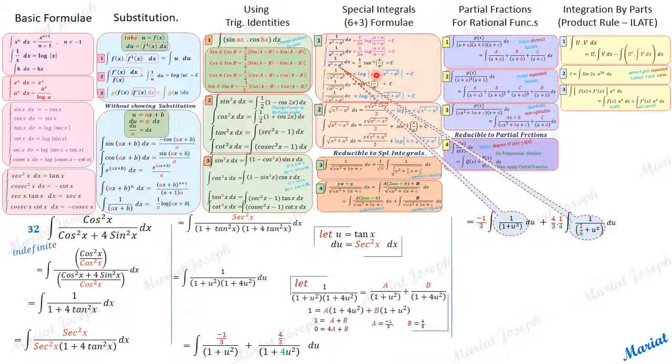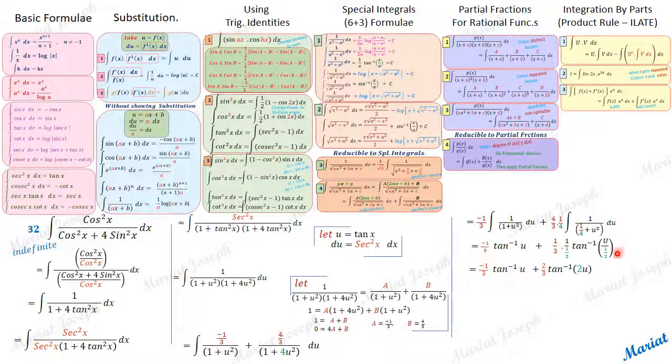So both of them follow the tan inverse formula: 1 by a tan inverse x by a. Here a is 1, here a is 1 by 2. So minus 1 by 3 is the coefficient. Tan inverse u by 1, that is tan inverse u. Then 4 by 3 is the coefficient. Then 1 by a, 1 by a is 1 by 2. 1 by a tan inverse u by a. Simplify further, u by half is 2u. This is simplified to be 2 by 3. Minus 1 by 3 is the coefficient here. Minus 1 by 3 tan inverse u plus 2 by 3 tan inverse 2u.